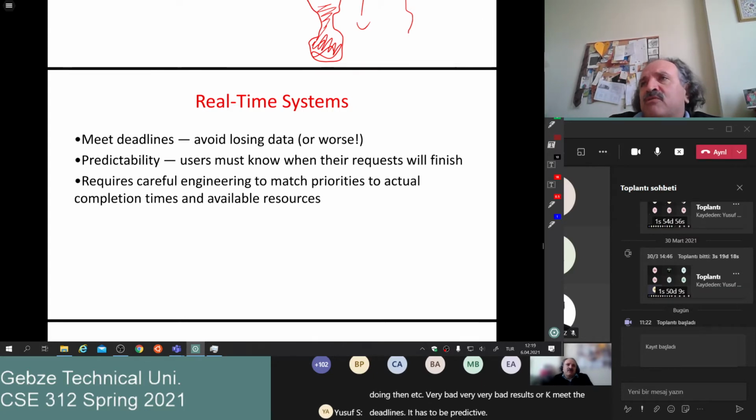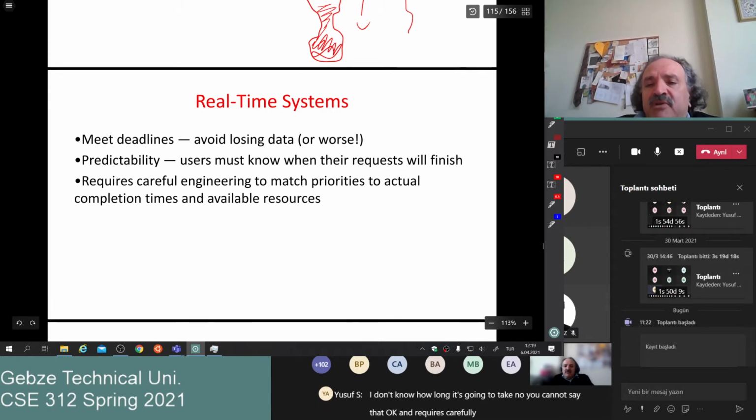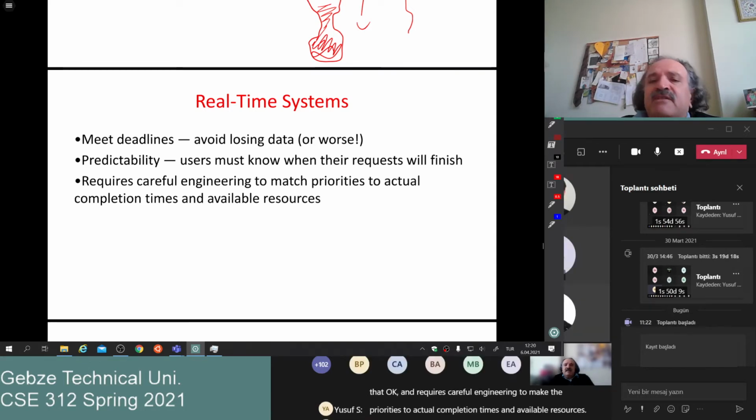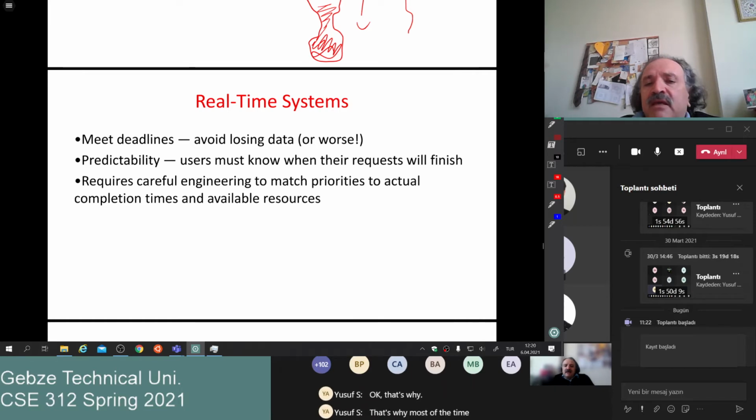I don't know how long it's going to take. No, you cannot say that. Okay, and it requires careful engineering to match the priorities to actual completion times and available resources. That's why most of the time hard real-time systems say that you cannot add a mechanical hard drive, or a regular hard drive, to the system. If you are going to add it, it has to be a special kind of drive, or no drives at all. Everything has to be in the memory.